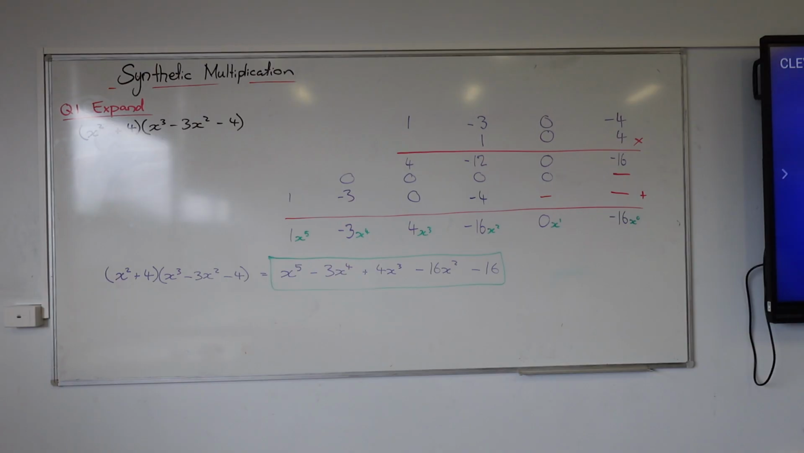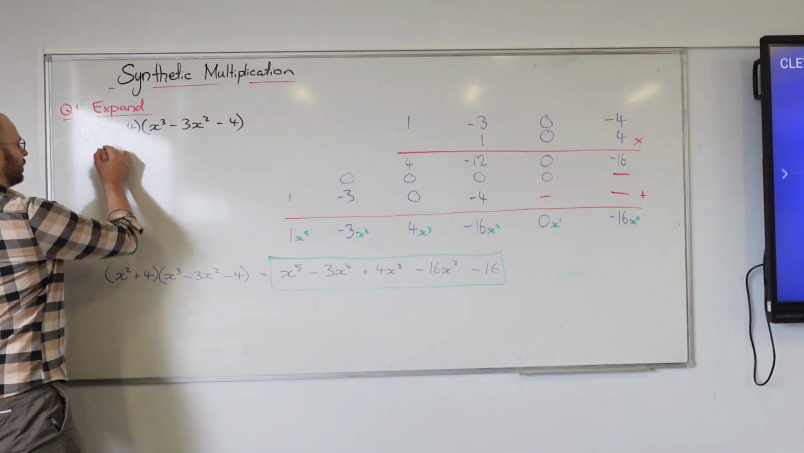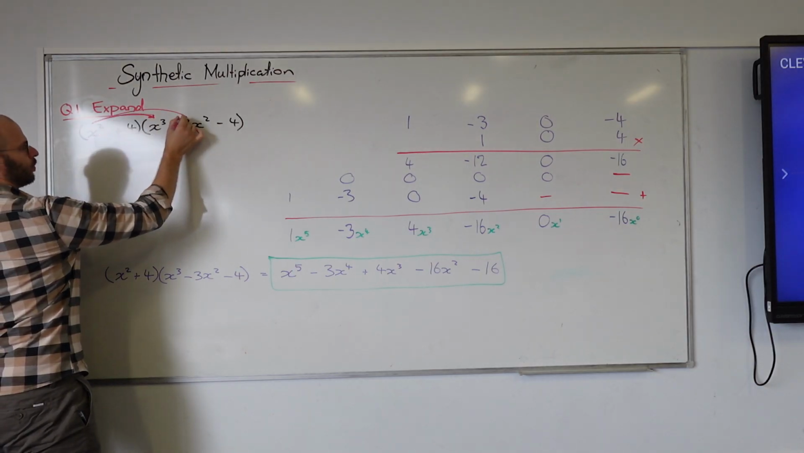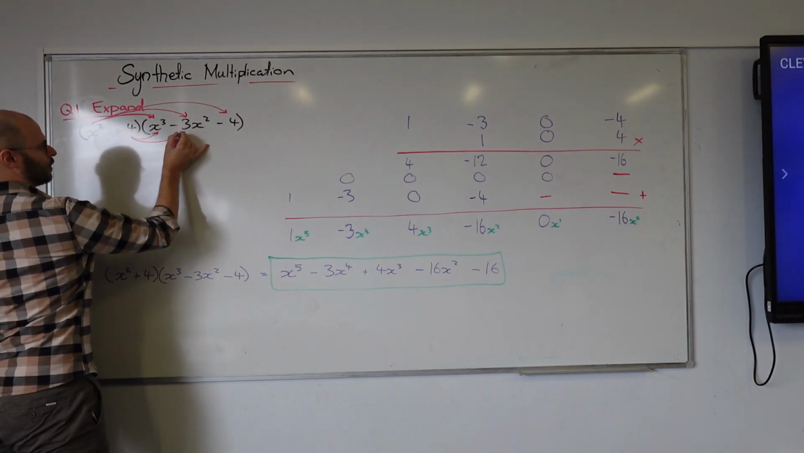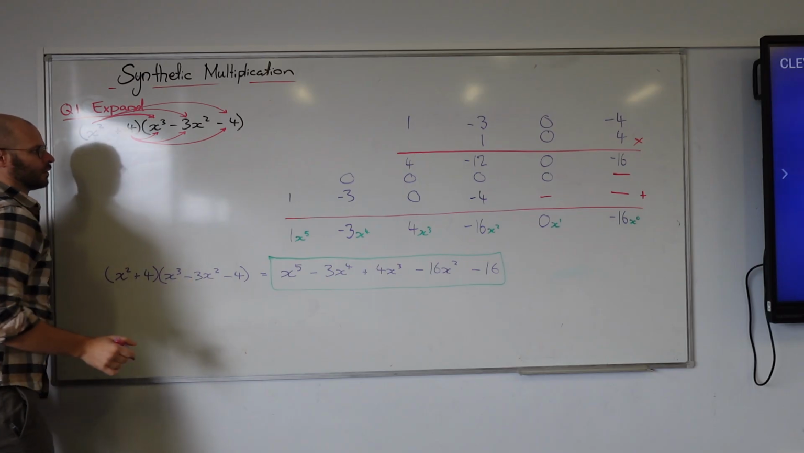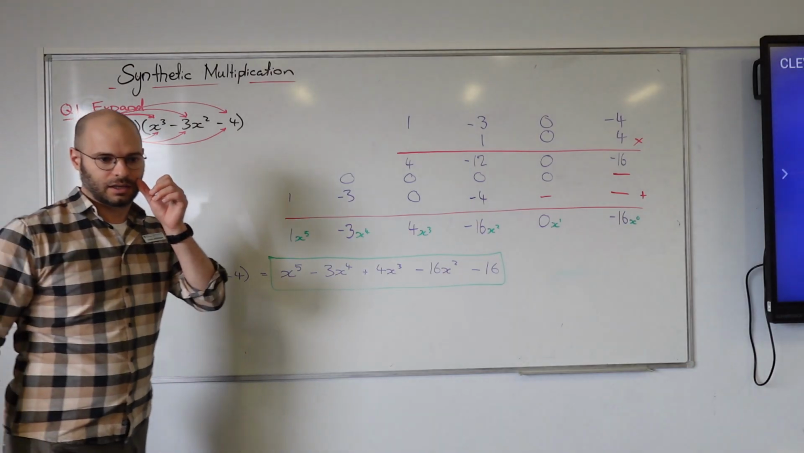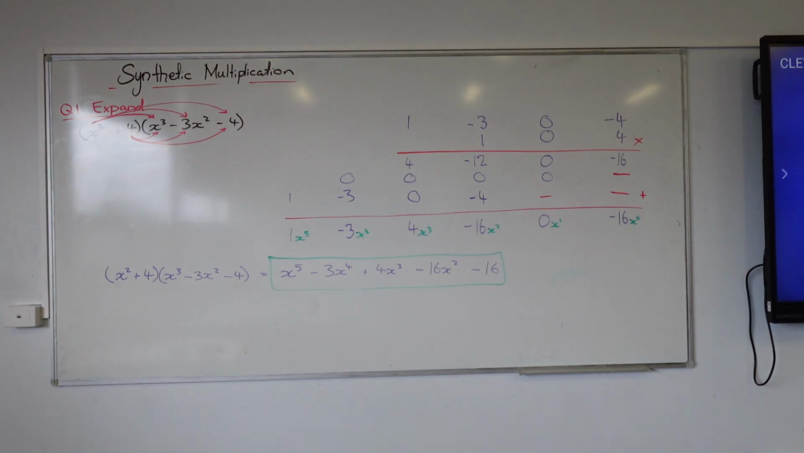Otherwise you have to do the FOIL, which wouldn't be cool, because you'd end up doing many more operations. You'd have to multiply out 6 times, and then you'd have to do all the shuffling of like terms and then the summing of the like terms. This is tidier, and you're less likely to make mistakes.